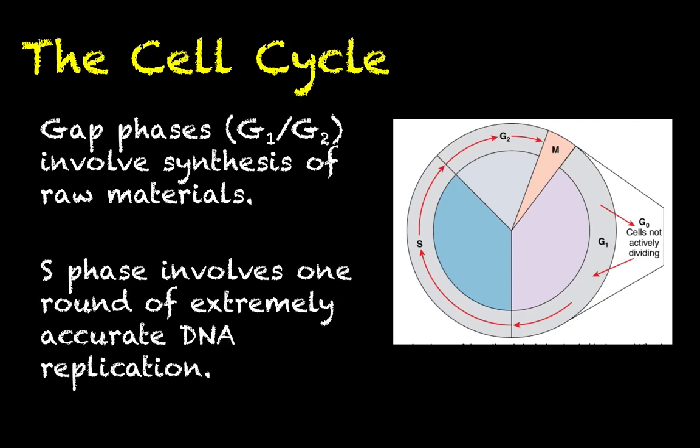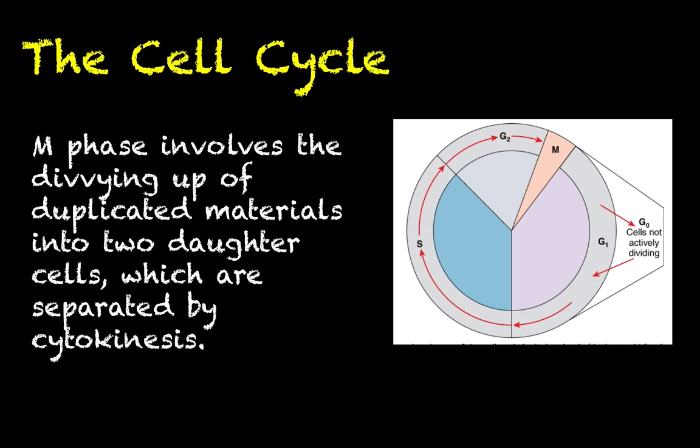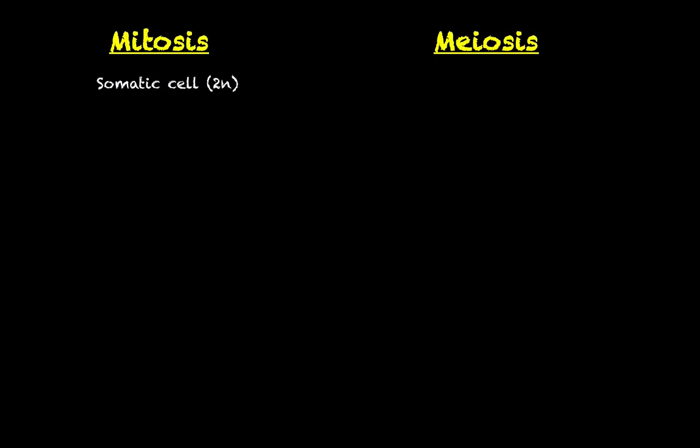Interphase also includes an S phase in between the two gap phases. Most importantly, this involves one round of extremely accurate DNA replication. M phase, or mitosis, involves the divvying up of duplicated materials into two daughter cells, which are then separated by cytokinesis. The illustration of the cell cycle that you're seeing here is for mitosis, but for meiosis, there would actually be two nuclear divisions rather than just one.